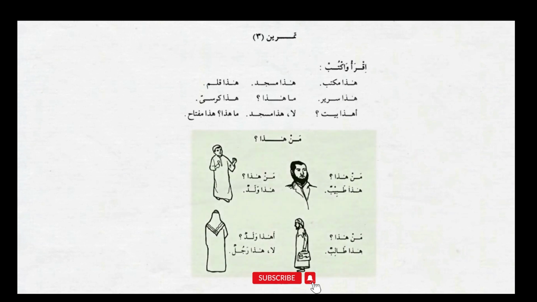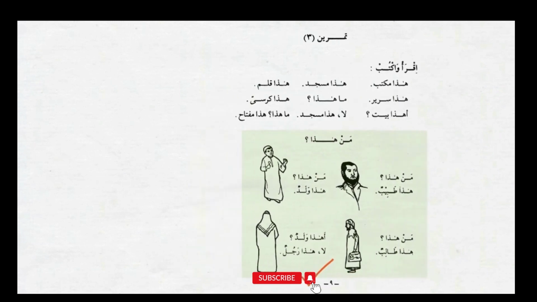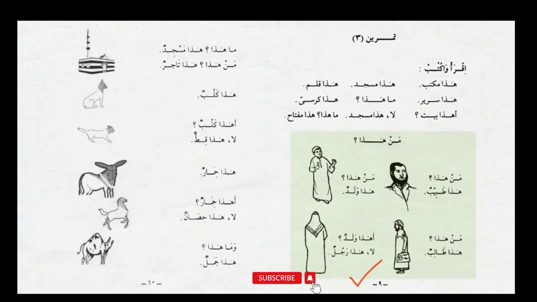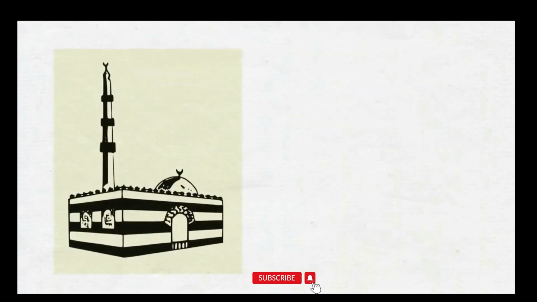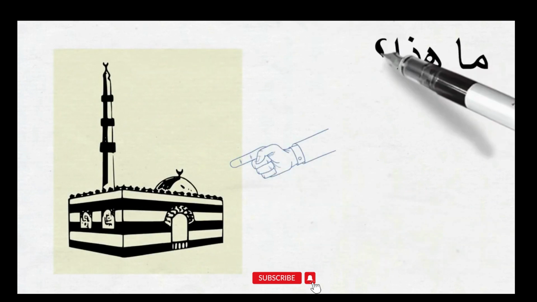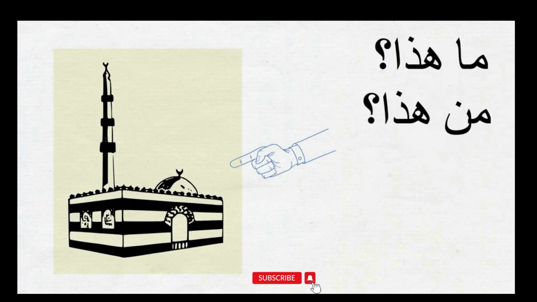Okay, with this we finished page number 9. Now let's flip over to the next page, which is page 10, and continue practicing asking questions and learning a few more new words along the way. We are starting from the top. We are seeing a masjid in the picture. Should we ask ما هذا or من هذا? What do you think? It should be ما هذا, right?